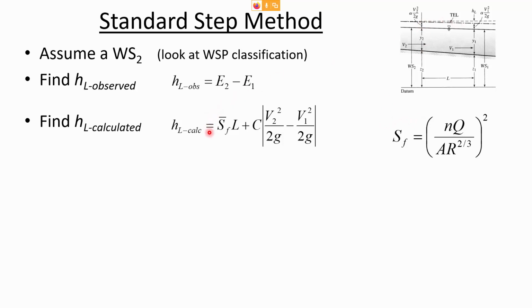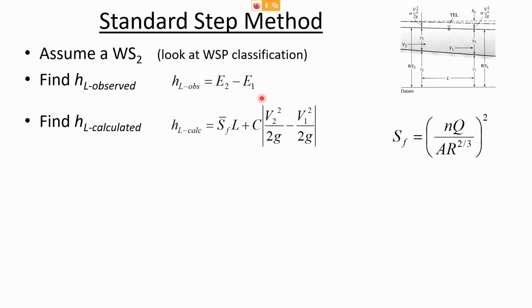The bar on the top here means the slope at the midpoint, midway between location 1 and location 2. So we're going to estimate how much energy loss there is with two components. There's the part of the energy loss that has to do with the flow through the channel, and then there's the part that has to do with any kind of a transition, like how we have friction losses and local losses.